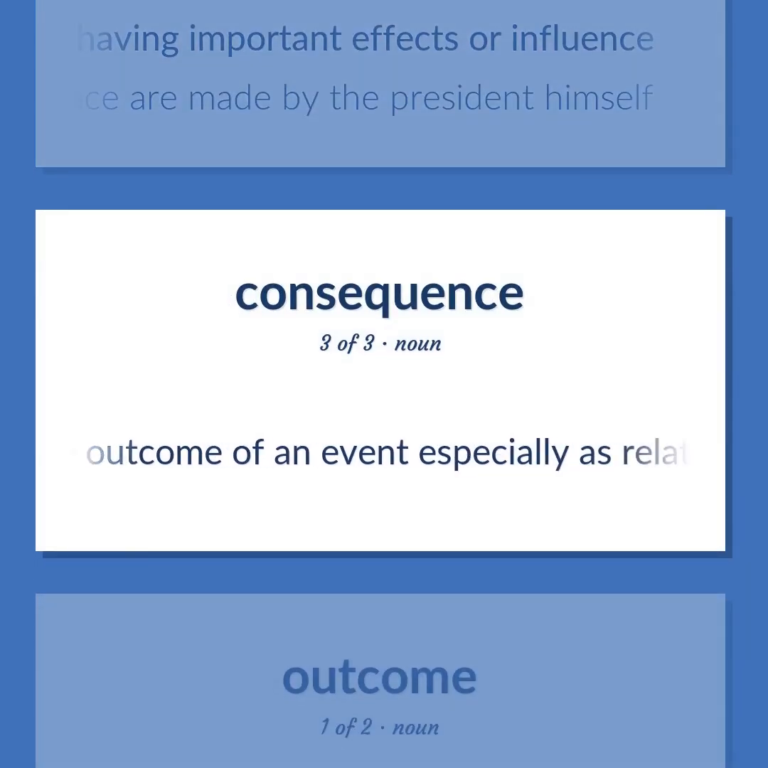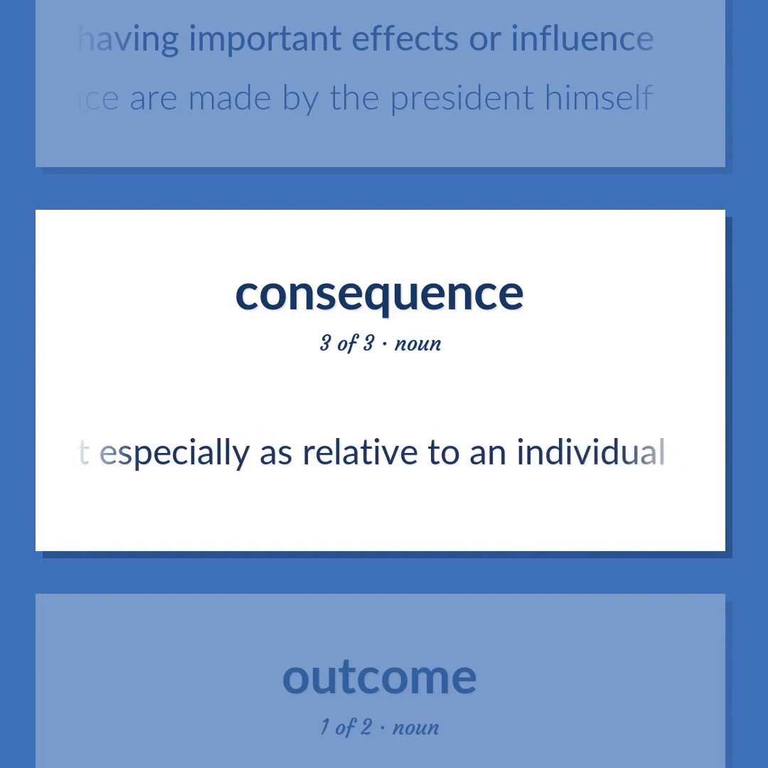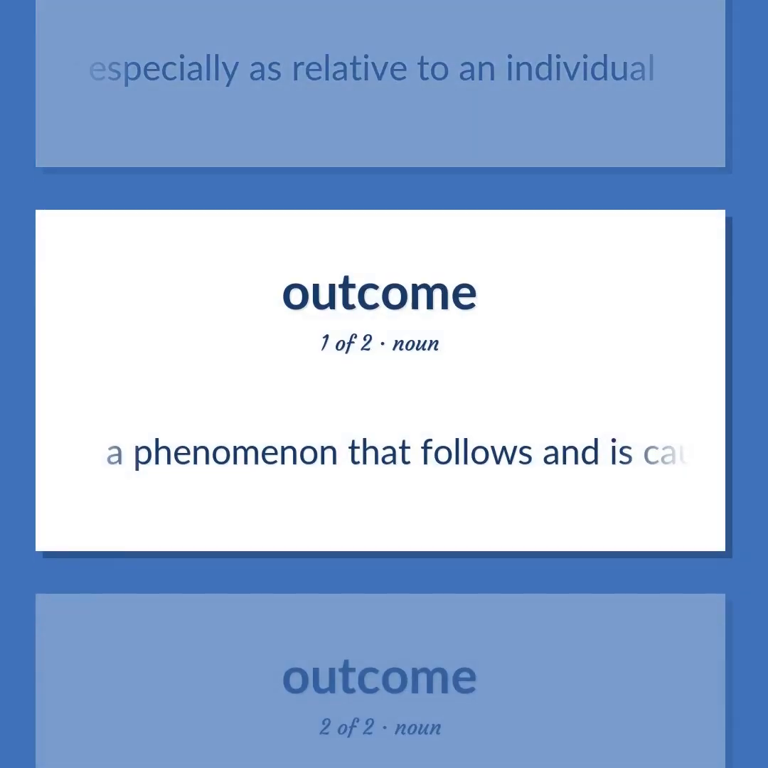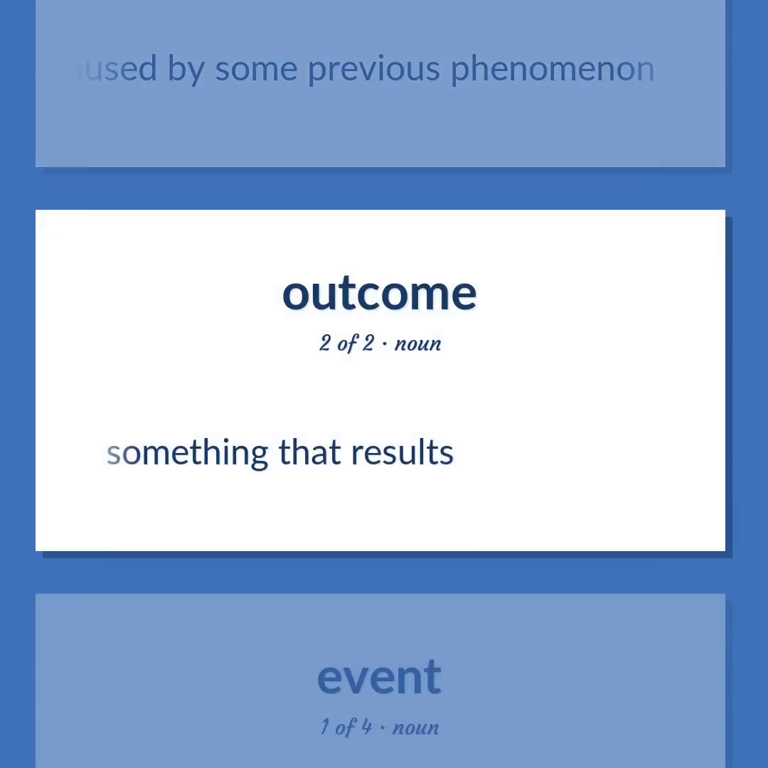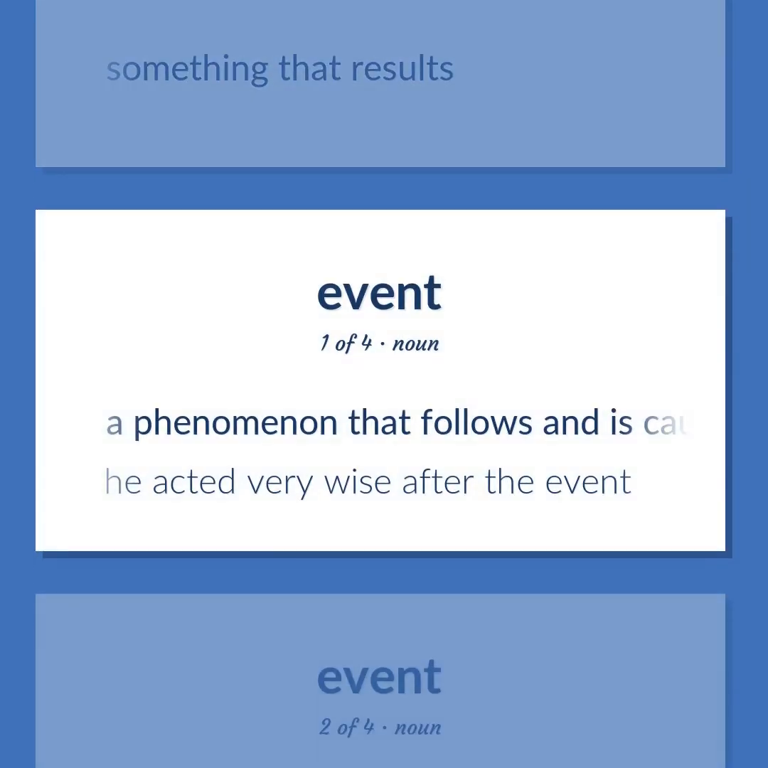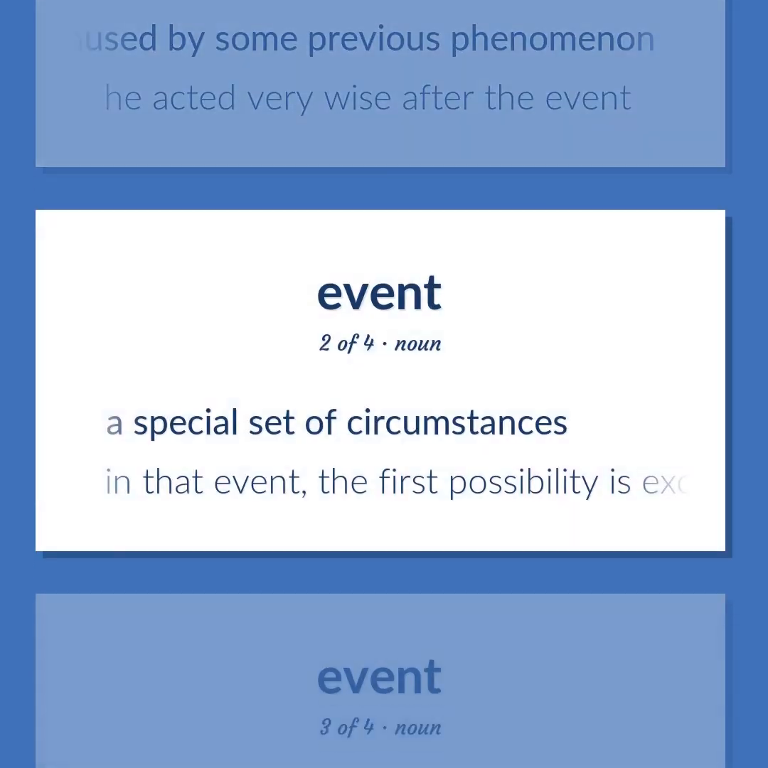The outcome of an event especially as relative to an individual. Something that results. A phenomenon that follows and is caused by some previous phenomenon. He acted very wise after the event. A special set of circumstances. In that event, the first possibility is excluded.